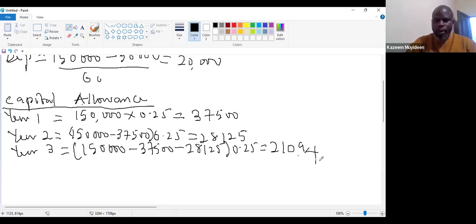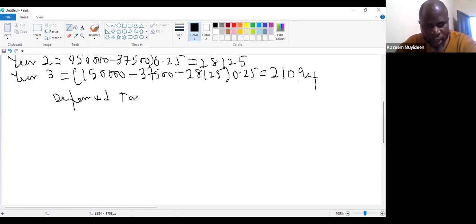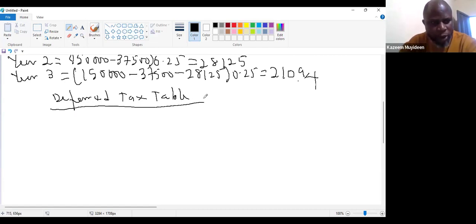Is that clear? Now, after I've gotten my depreciation and capital allowance for the next 3 years, what is my amount? I will now use the table. Look at the table. For easy sake, I will say year. Who uses year? Don't forget. I'll say year.